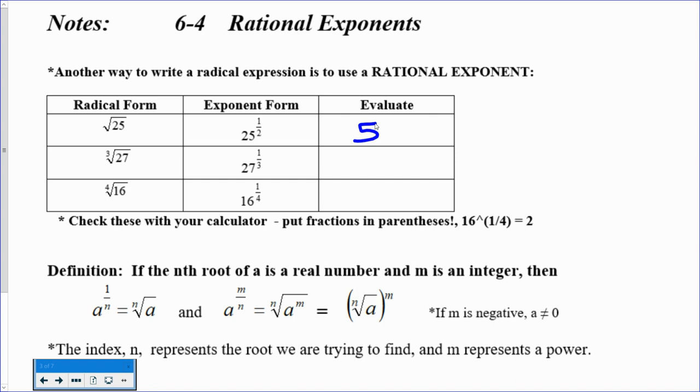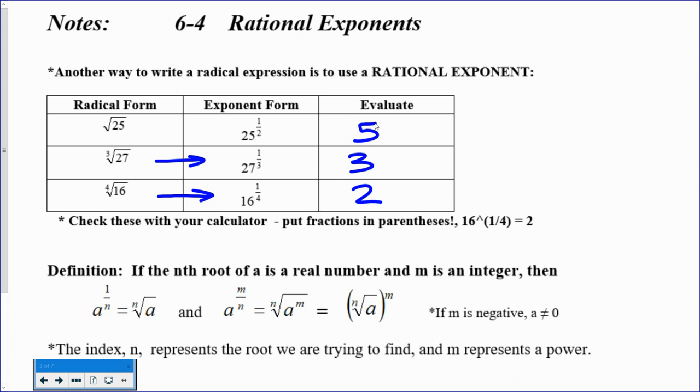Okay, the cube root of 27 is the same thing as 27 to the 1/3 power. They both would give you a value of 3. The 4th root of 16, same thing as taking 16 to the 1/4 power, and it would give you a value of 2. Okay, you can check these in your calculator.